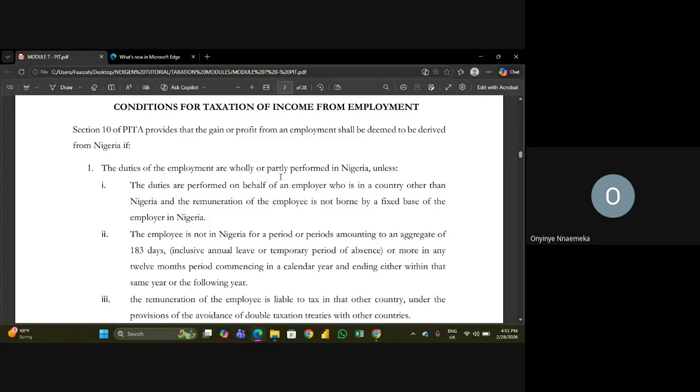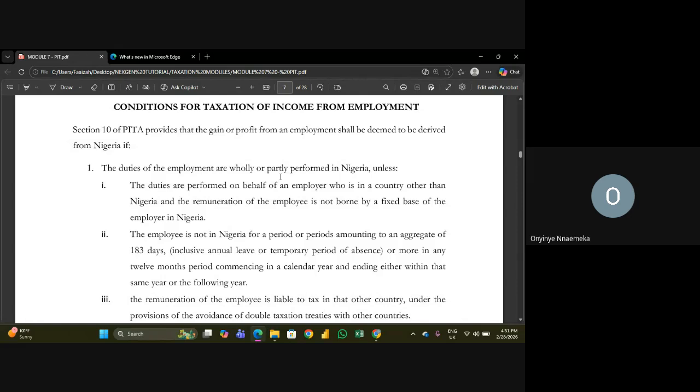Your salary, maybe in the currency that they spend in Germany. So maybe they pay you in that particular currency, from a Germany bank, Germany office. In that case, you cannot say that the income or the salary of that person is derived in Nigeria. No, it is not derived in Nigeria. Number two, the employee is not in Nigeria for a period of 183 days, inclusive of annual leave or temporary leave of absence. So the person is not in Nigeria for a period of 183 days or more in any 12-month period, commencing in a calendar year, ending either within the same year or the following year.